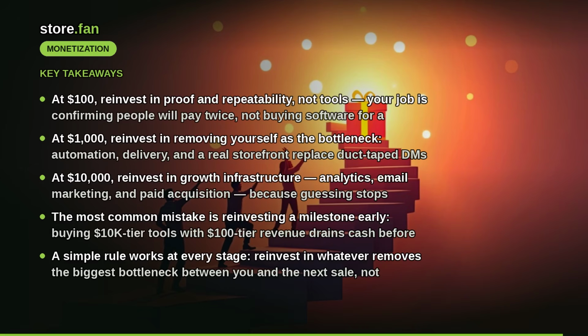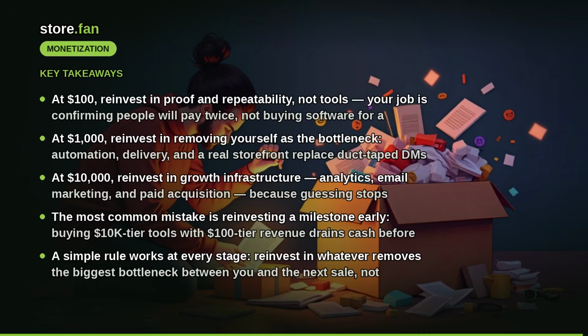on the line. The most common mistake is reinvesting a milestone early. Buying 10K tier tools with $100 tier revenue drains cash before you've proven anything worth scaling. A simple rule works at every stage. Reinvest in whatever removes the biggest bottleneck between you and the next sale, not whatever looks the most professional.